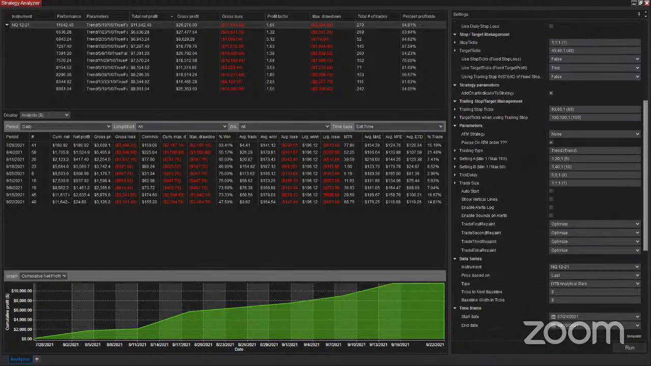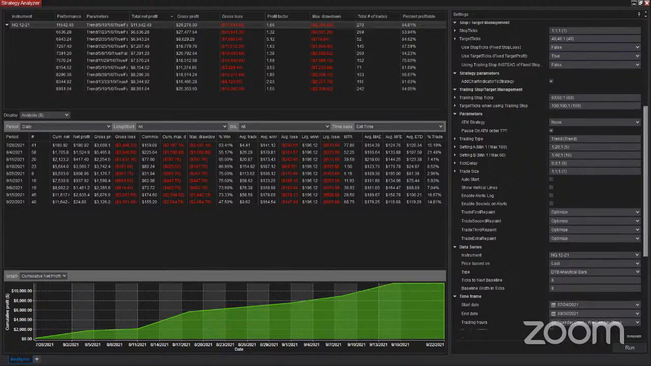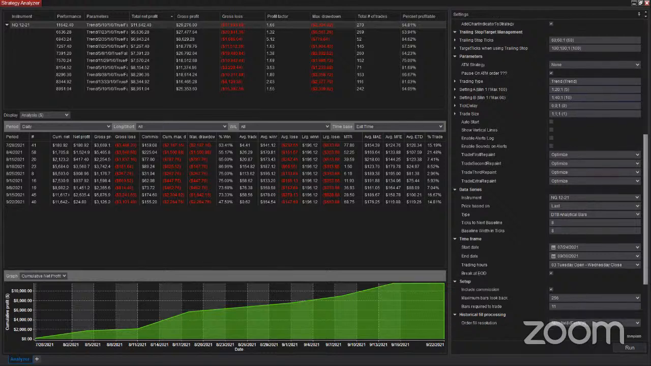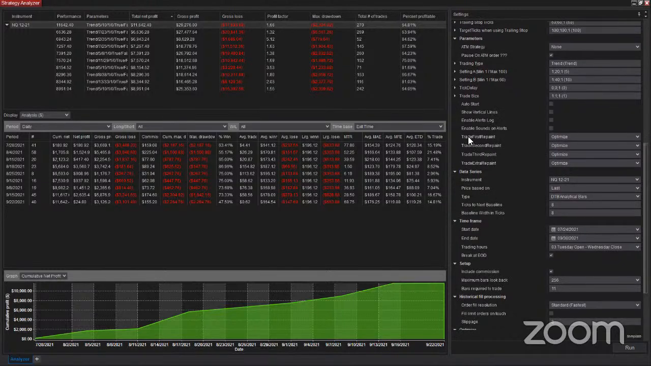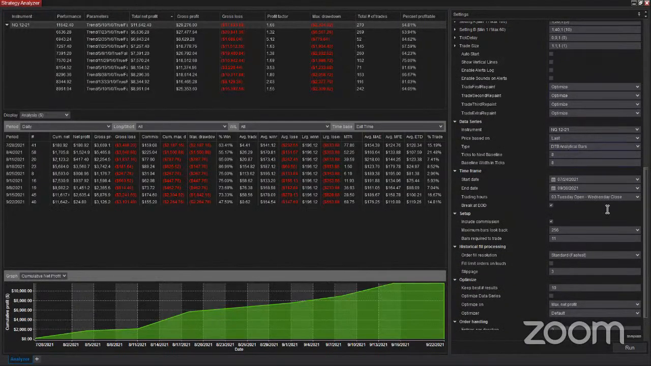And obviously we've got false as the trailing stop because we are using a fixed target. And I'm optimizing trend 1 to 20 as setting A and 1 to 40 as setting B. So that's basically the same settings as we used before. And I've used optimize. So over here, I've used optimize for trade first, repaint second, third, and fourth. So those signals over there are on optimize. And like we said, we're using the 8-8 bar.